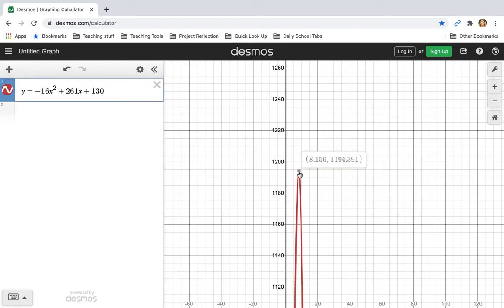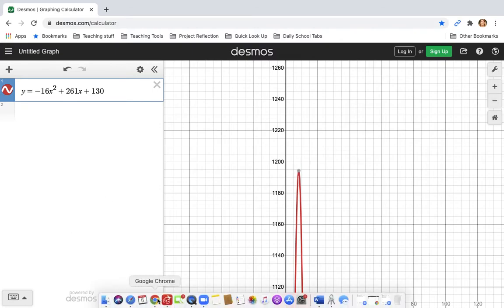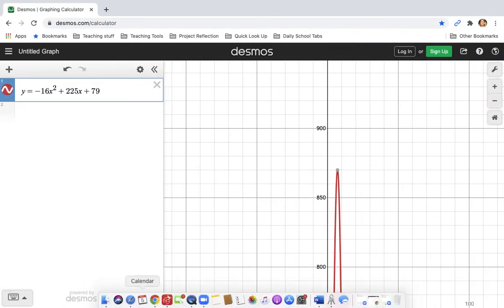So I want to round this y value to the tenths place. I'm going to write this ordered pair down: 8.156 seconds. So a little after 8 seconds, it reaches its max height of 1,194 point. And because I have 391, this 9 is going to make the 3 round up to a 4. And that's what I type in, 1194.4. So if you're getting it wrong, you need to go back and check your rounding.